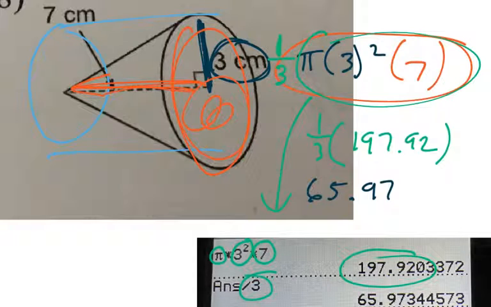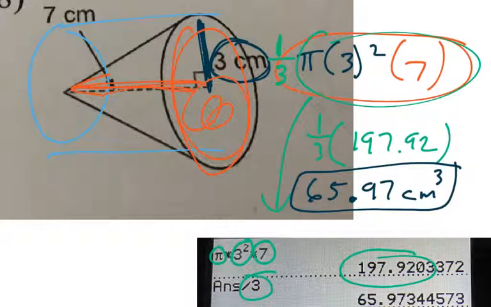65.97. Again, give me at least one, in this case 2 decimal places, guys. Don't just round that off to 66. I'll be very upset. Let's have at least some precision in our answers. And this is centimeters cubed. Volume is always cubes. Pause the video if you need to.